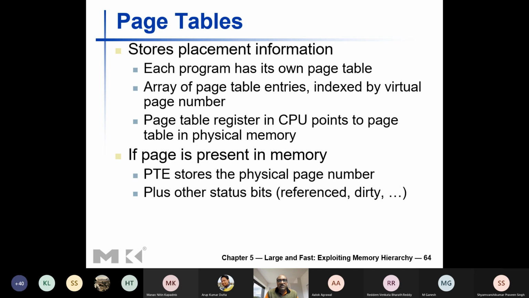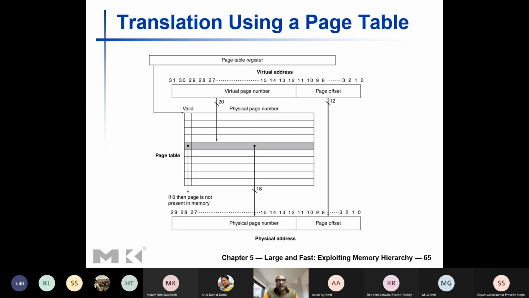And if it is not, then there is a page fault, and the exception will be raised. Then the operating system will fetch the page and bring it into the main memory, and the instruction restarts. So that is the way it used to happen. So this is what you can see, the page table.